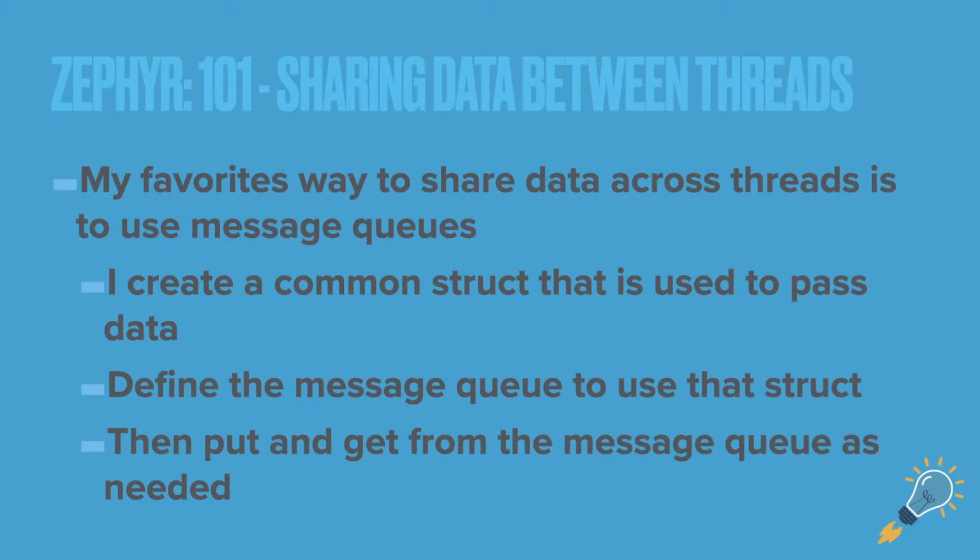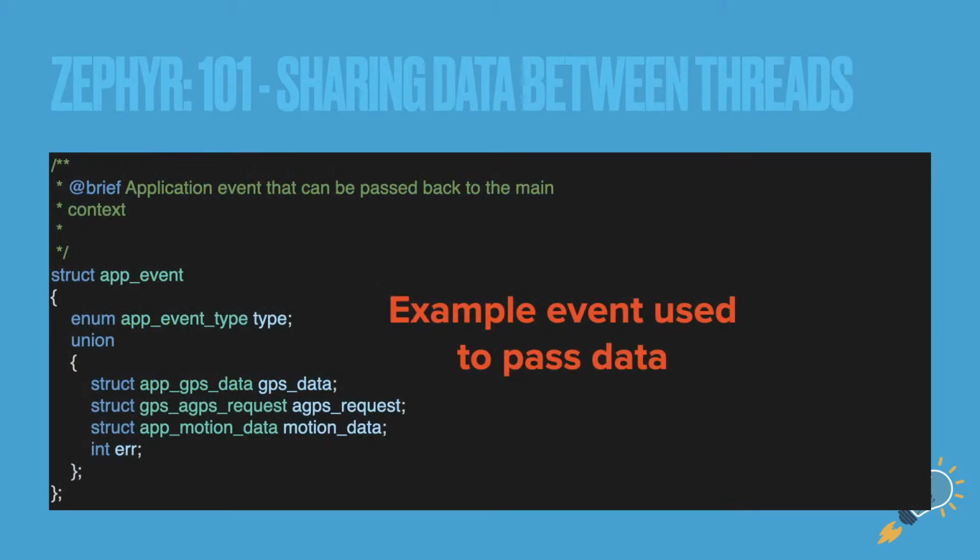What I do is I create a common struct. This struct might have different types of data types. I actually use an embedded union of different structs, so I can share that data across. Maybe you're passing different types of data depending on the situation. So I'll show you that in a second. We're defining that message queue to use that common struct, and then we're using the put and get methods to get that data across. So I'll show that in a second.